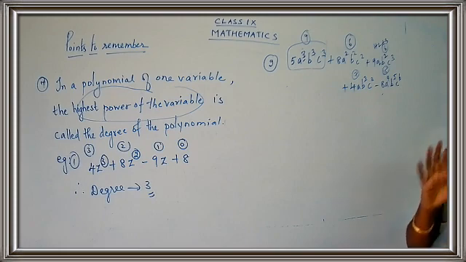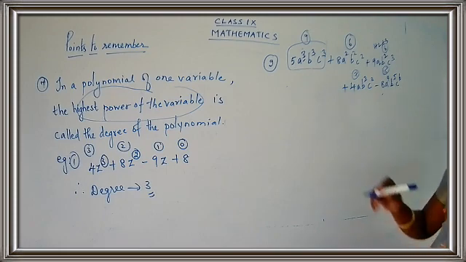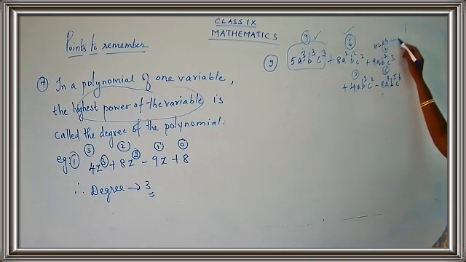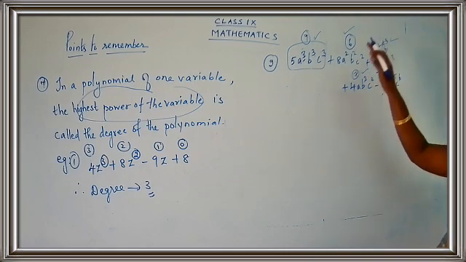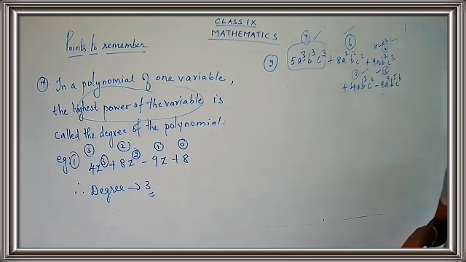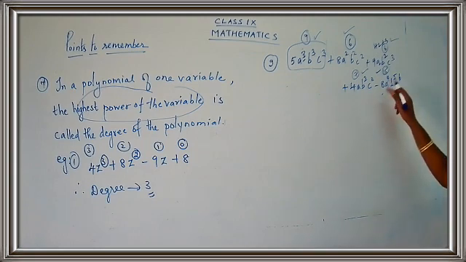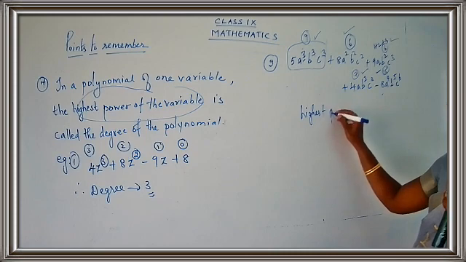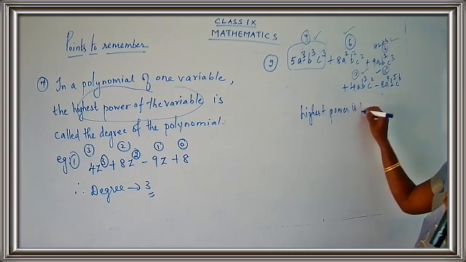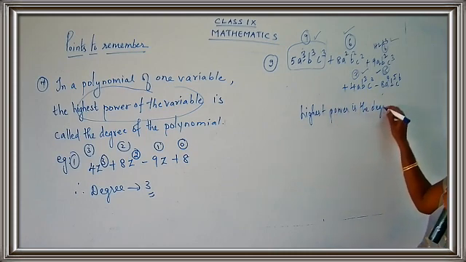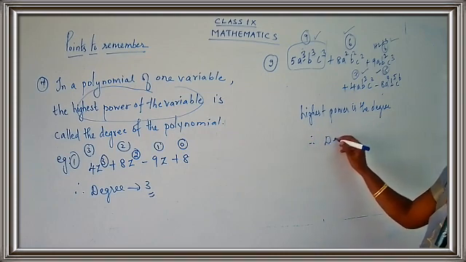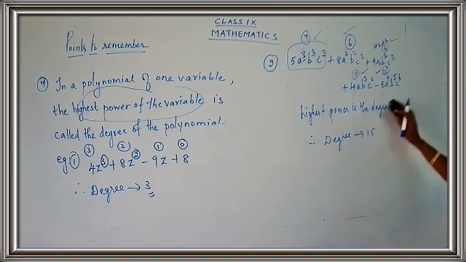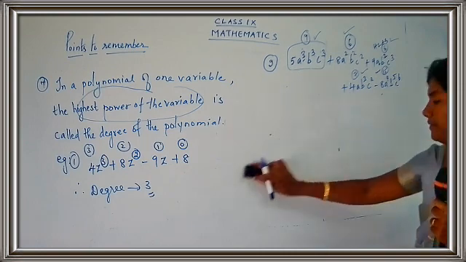Okay. So which is the highest power here? 15 is the highest power. Which is the highest power? 9, 6, again 6, 7, 15. So out of this, which is the highest power? 15 is the highest power. Highest power is called the degree. What is the meaning of degree? Highest power is the degree. So what is the degree here? Therefore, degree is 15. So you're not going to write down highest power is the degree. Just put here degree as 15.